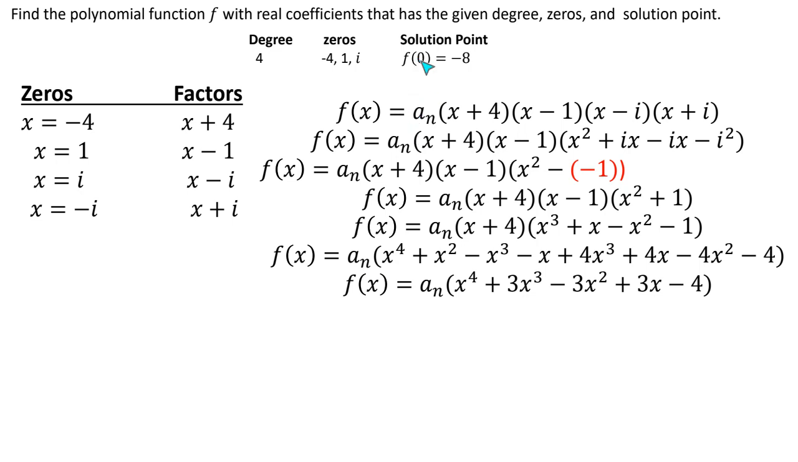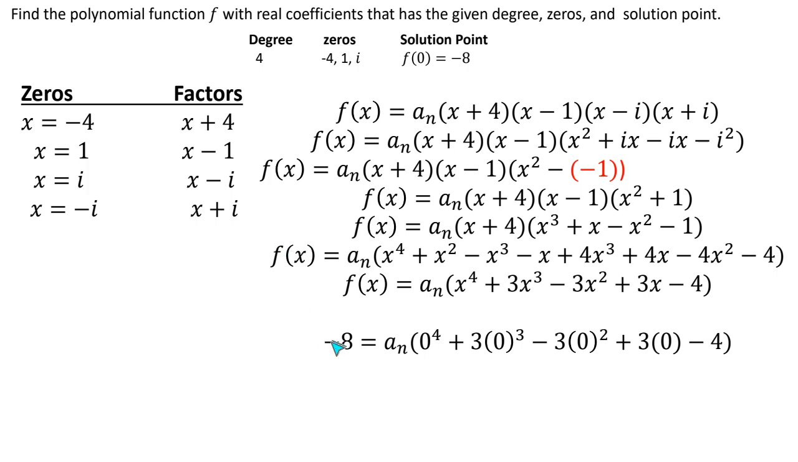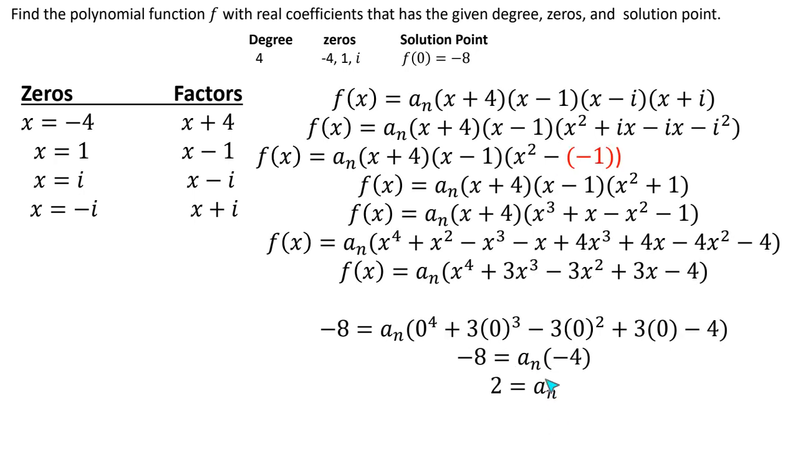So now I can use my solution point. My solution point tells me that when x is equal to 0, I should get a -8. So what I can do with that information is I can let f of x equal -8. And anywhere I see an x, I'm going to plug in a 0. And so if I simplify, I get -8 is equal to a times -4, divided by -4. So a is equal to 2. So my leading coefficient there is going to be 2.